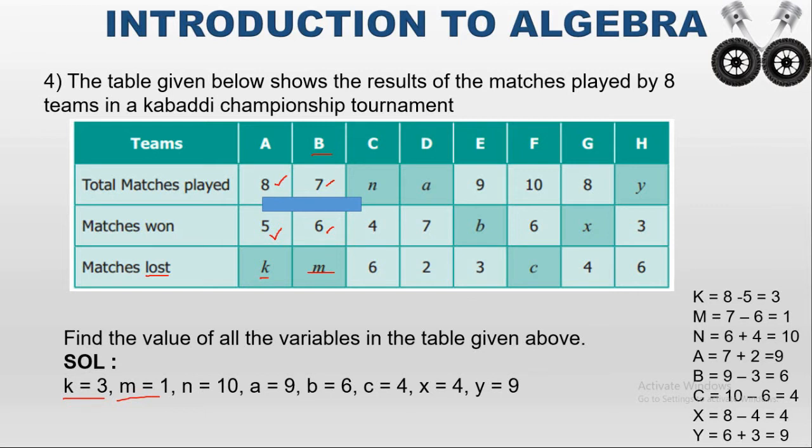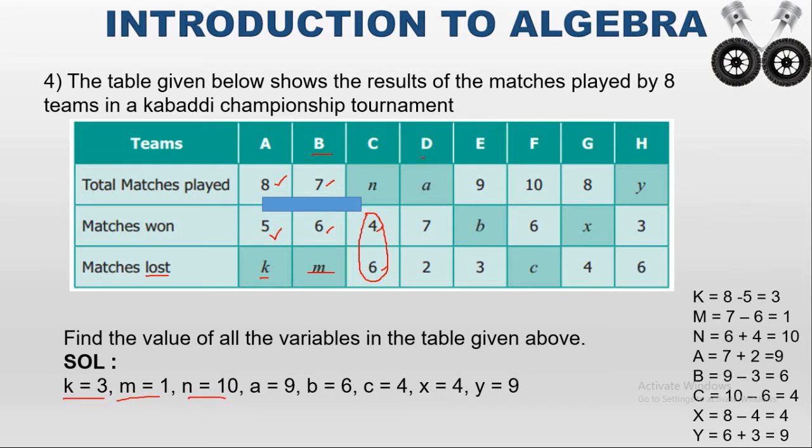Next, for team C, they didn't give the total matches played, but they gave the matches won as well as the matches lost. That means you have to add matches won and lost. Then you will get the total matches played. So that is 6 plus 4. The answer is 10. So the N value is 10.